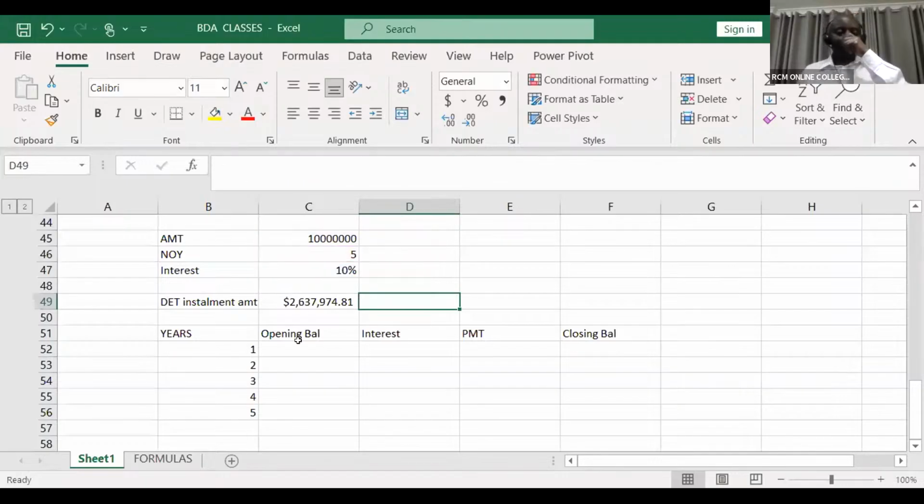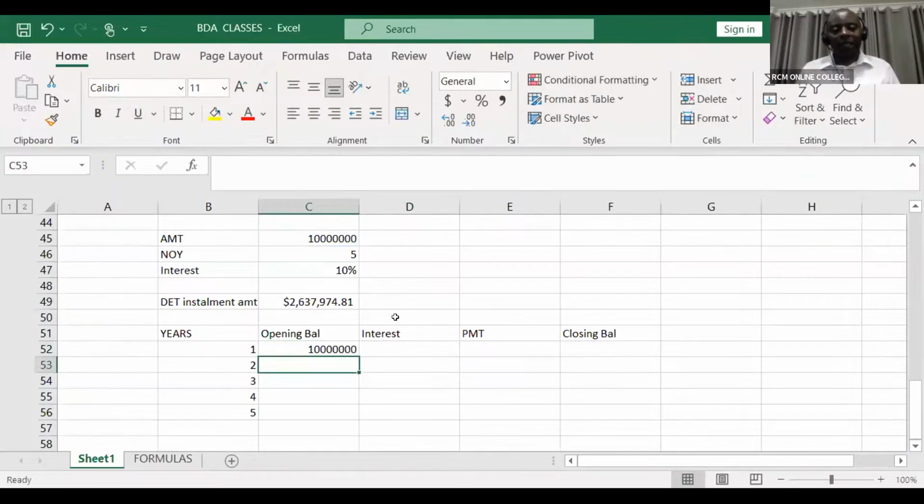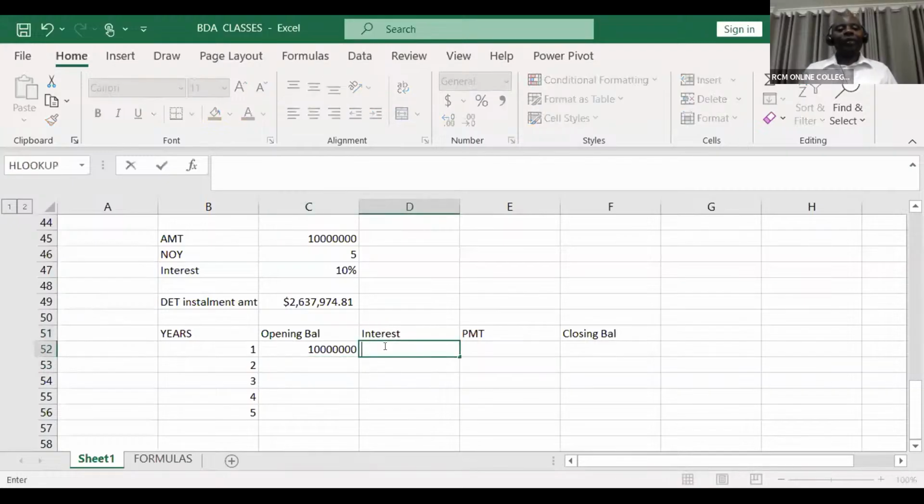Pick the opening balance at 10 million. Let's calculate the interest. You can also use plus, it works. Equals, you have that times, no, don't lock that one. Times, yes. F times interest. The rate of interest is 10%. Yep.